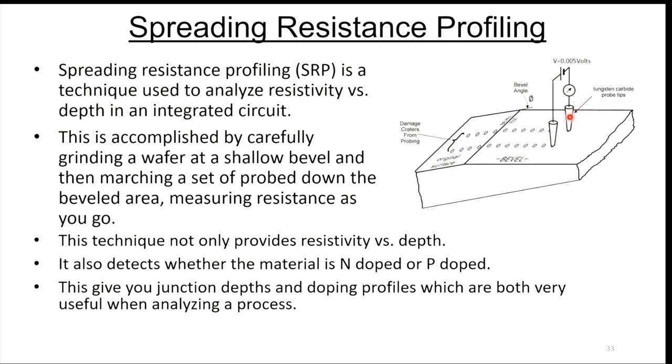And I think they do that by heating one of the probes. I'm not 100% sure exactly how they detect P versus N, but I know it has to do with heating one of the probes. By taking these measurements and carefully calibrating it, it can give you a junction depth and doping profiles, which are very useful when analyzing a process. And I'm going to show an example of what that looks like in a minute.